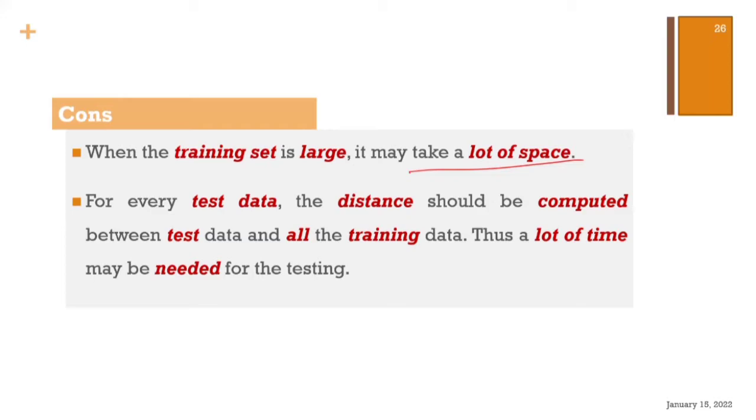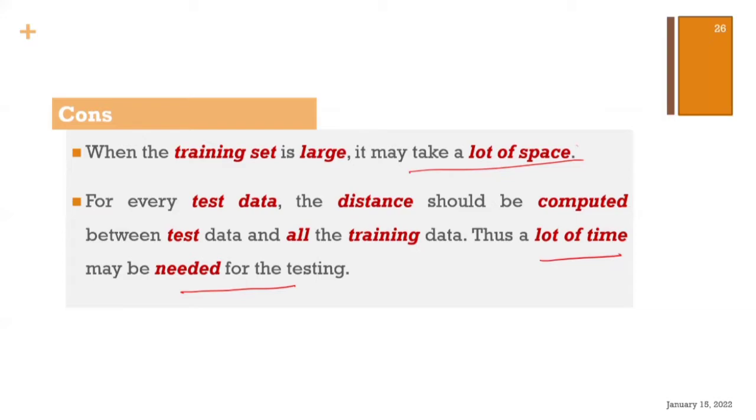Then for every test data, the distance should be computed between the test data and all the training samples. Therefore, a lot of time complexity will be needed for the testing. Every time you have a new sample, you have to compute the distance between it and every training sample. So imagine you have several testing cases you want to check. Look at how many times you're going to repeat the distance measure. This is where computational complexity comes in. And once the data set is huge, for sure, KNN is not a good option.